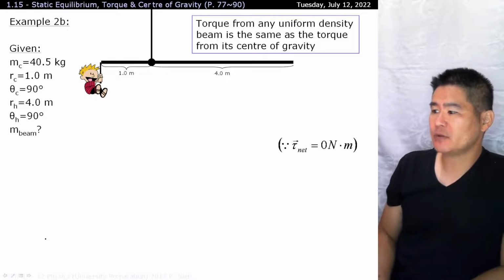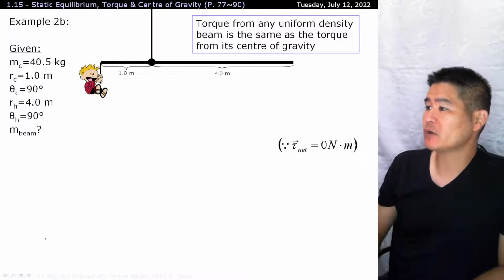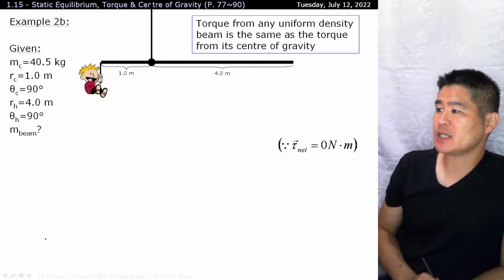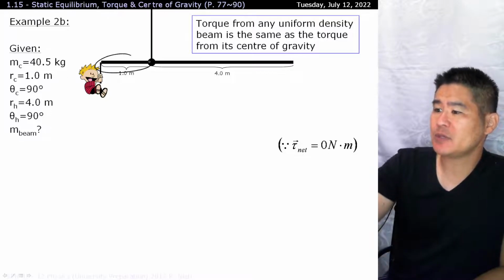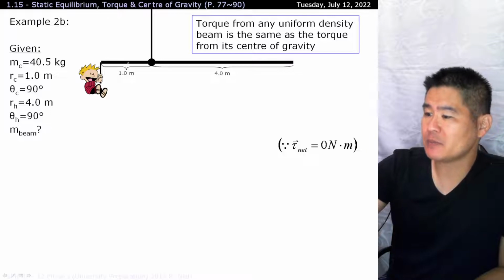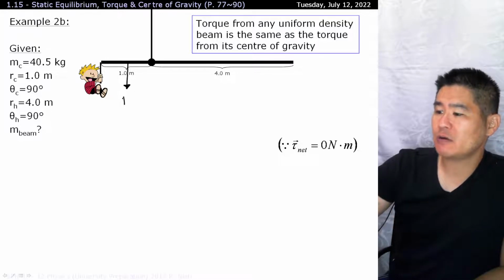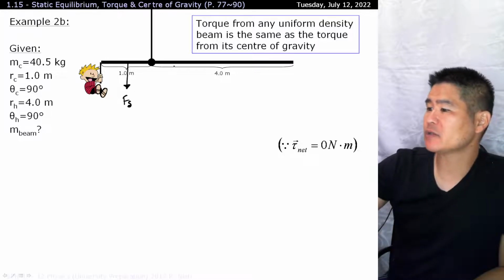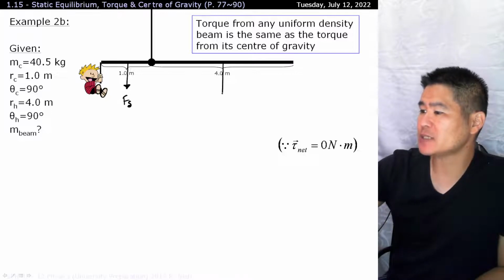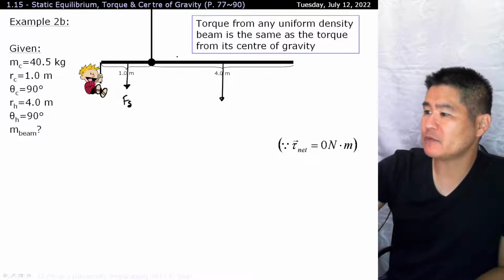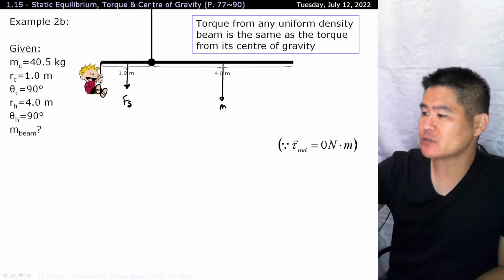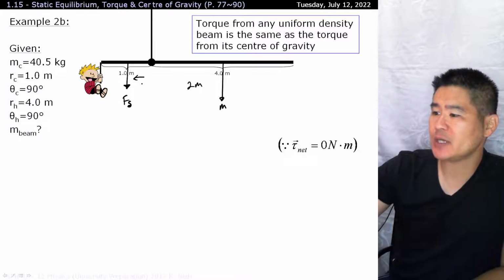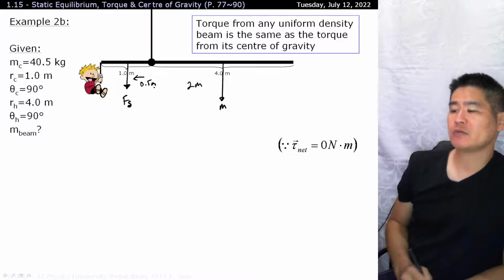Well, we need to follow this rule over here, which is that the torque from any uniform density beam is the same as the torque generated from its center of gravity. So the beam over here is the same as if the beam had a weight over here. Same as what's on the right-hand side. Of this 4-meter beam, it's the same as if it was a beam of no mass, but all the mass was concentrated right at 2 meters away. So this one would be at 0.5 meters away, and the other one would be at 2 meters away.